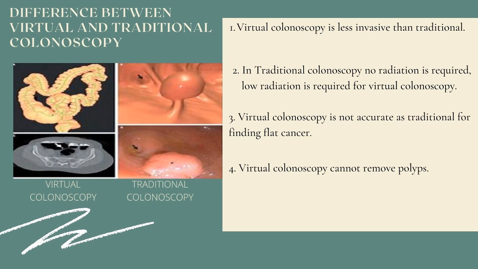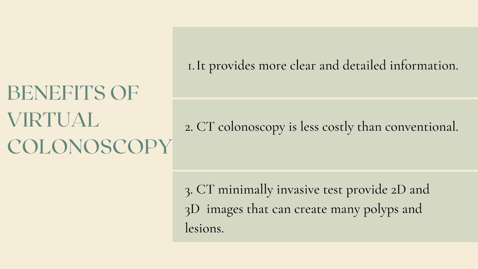5 to 6 feet of tubing is required for traditional colonoscopy, whereas in virtual colonoscopy, a 2 to 3 inch probe is enough. These are the main differences between virtual colonoscopy and normal colonoscopy. Next, we are going to see the benefits of virtual colonoscopy. CT colonoscopy provides clearer and more detailed images than a conventional barium enema X-ray examination. CT colonoscopy is less costly than normal colonoscopy.